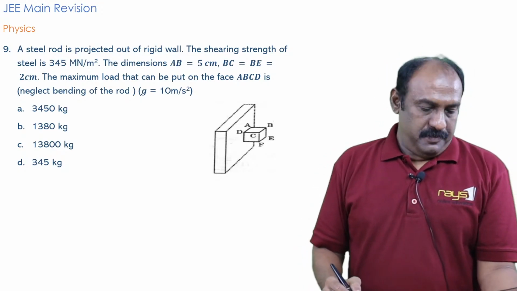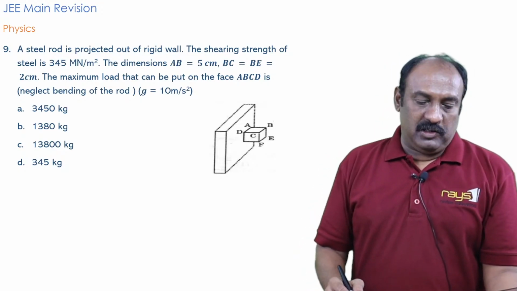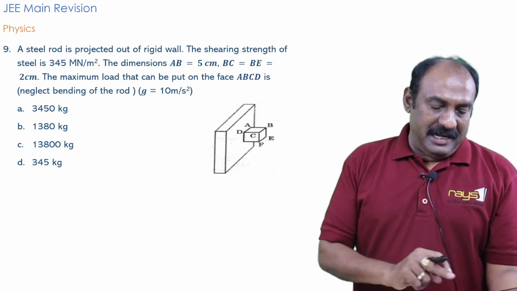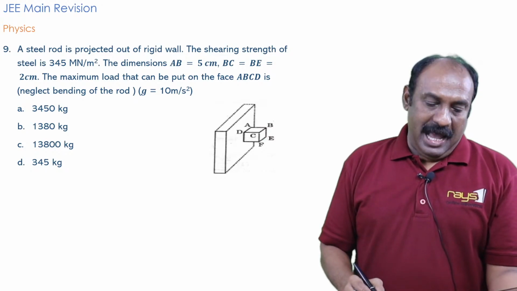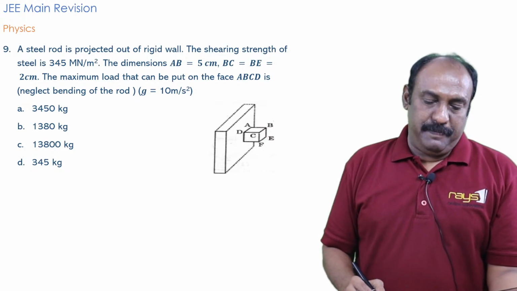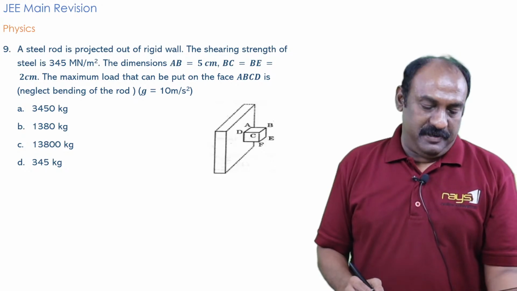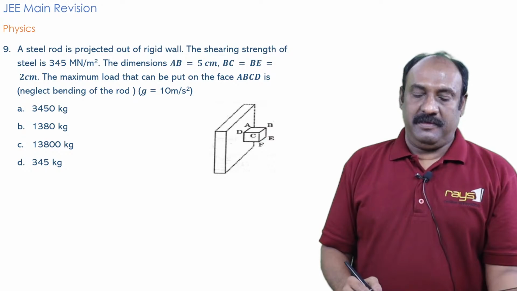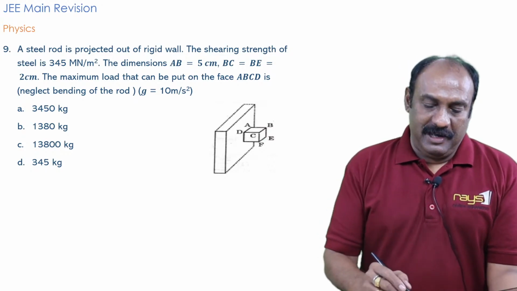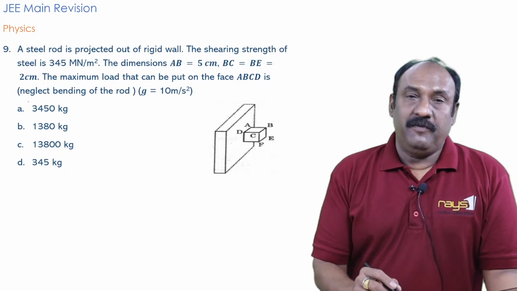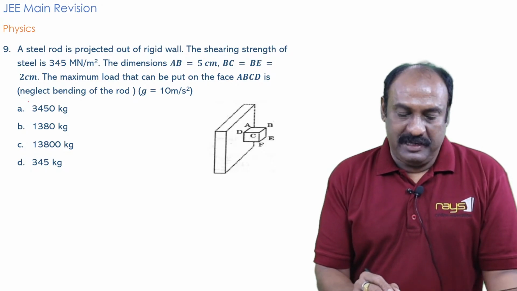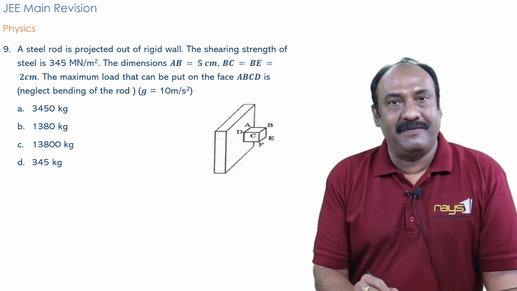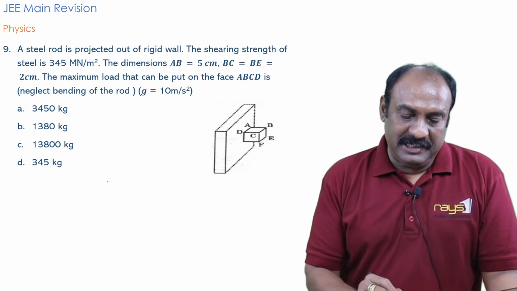Next one. A steel rod is projected out of a rigid wall. The shearing strength of the steel is 345 mega Newton per meter square. The dimensions AB equal to 5 centimeter, BC and BE equal to 2 centimeter. The maximum load that can be put on the face ABCD is. So maximum load. So this is the wall. For this wall, a steel rod is projected out of the wall. This is the rod here. ABCD is one of the faces of the rod. It is projected out of the wall. This is the wall.